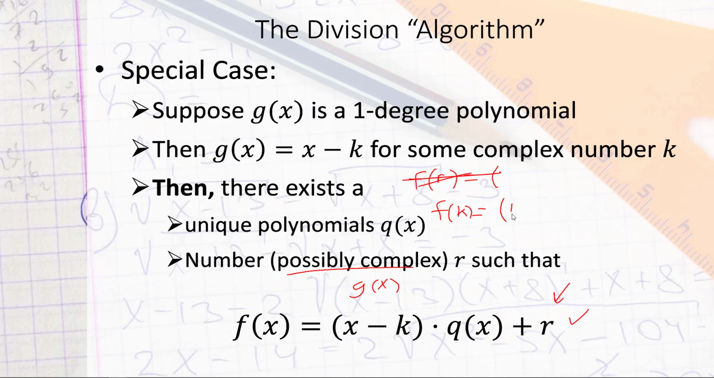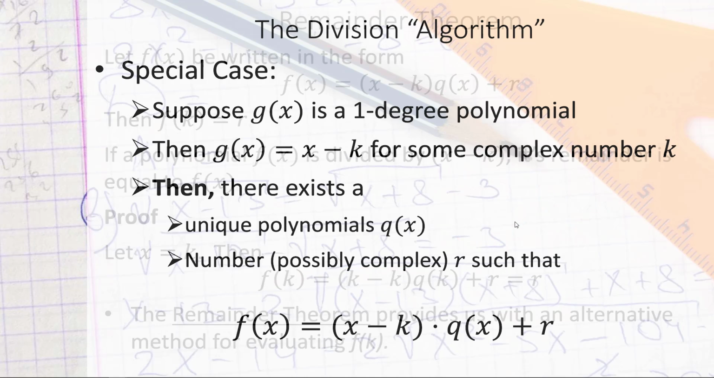So that is going to be k minus k, because we replaced the x with a k, times q of k plus r. All right, well, what's k minus k? Well, that is 0. So this entire thing goes to 0, and we have f of k is equal to r. And that is the remainder theorem.